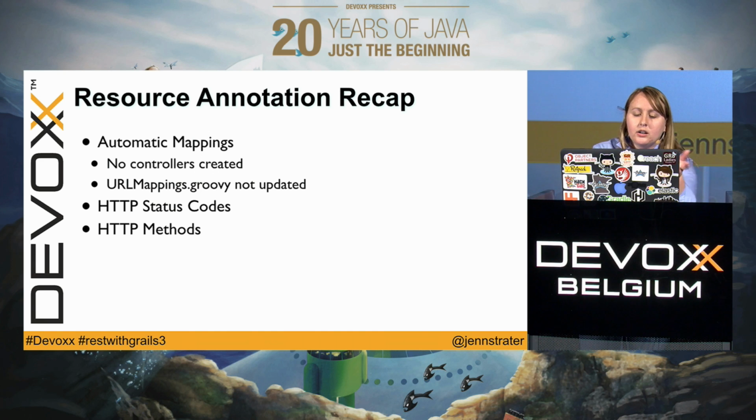But as you should hopefully recall, at this point, all I've done is create a domain class, run the app, and add a couple fields. I haven't done too much. We get all of these automatic mappings. I haven't touched controllers, I haven't touched URL mappings, and I get a lot of the nice features, the status codes, the methods, a lot to get started.